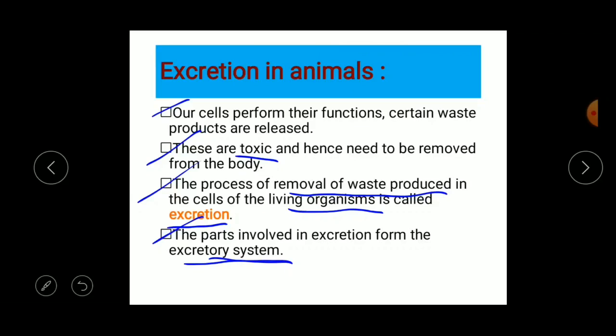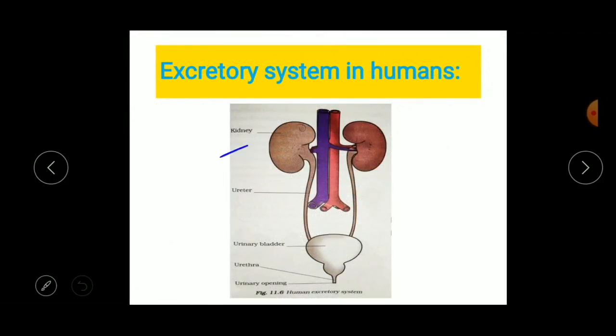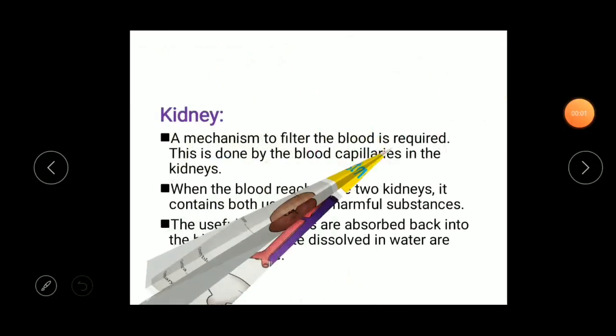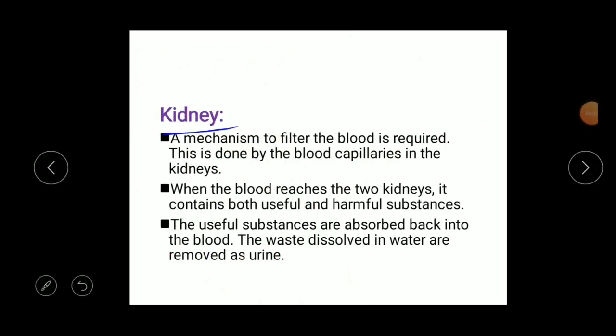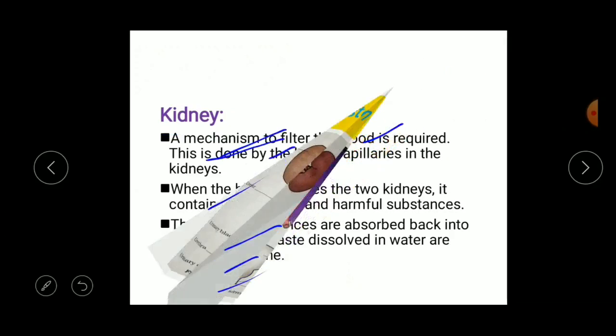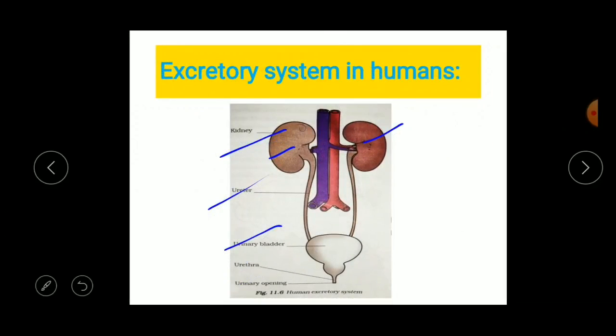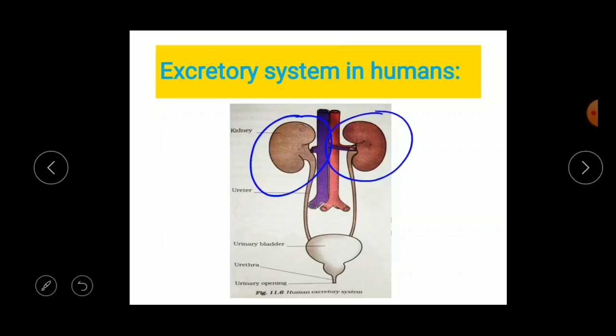Okay, so this excretory system consists of the kidneys, here you can see these are the two kidneys, the ureters, the urinary bladder, and the urethra and urinary opening. Okay, so now we'll study one by one. So the first one is the kidney. A mechanism to filter the blood is required. This is done by the blood capillaries in the kidneys. So children, these are the two kidneys here. Can you see the bean-like structure? These are called the kidneys.